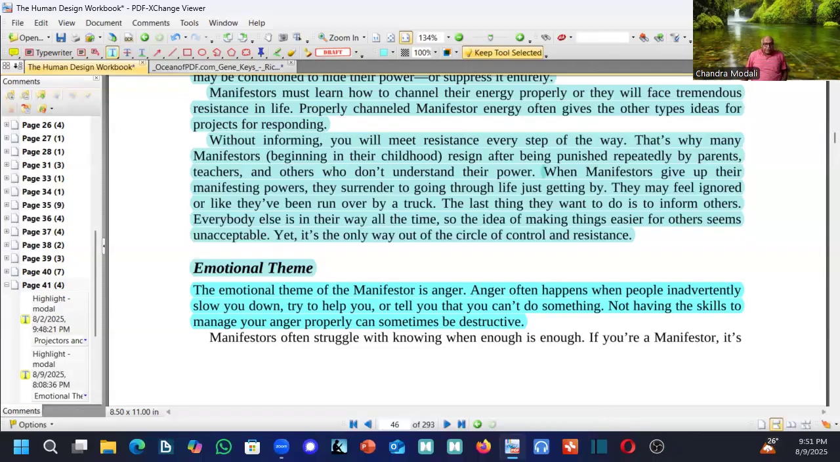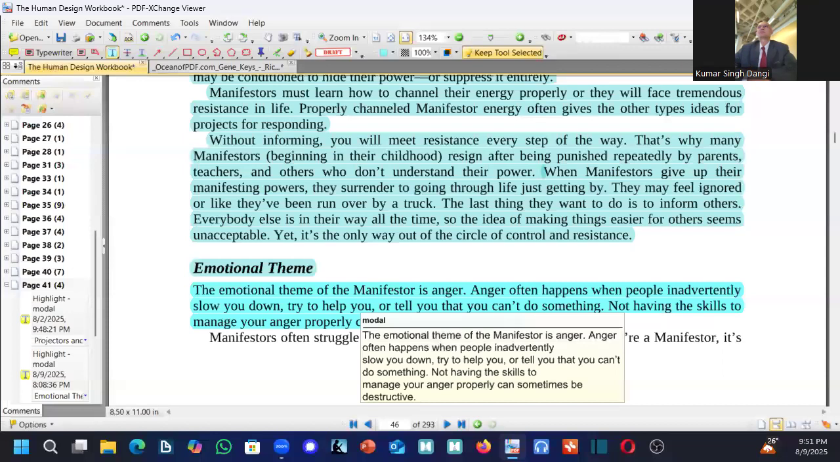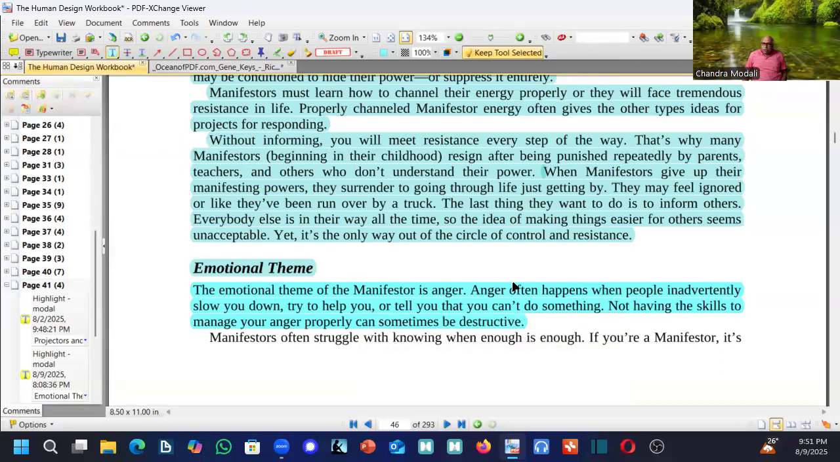The emotional theme of the manifestor is anger. Anger often happens when people inadvertently slow you down, try to help you, or tell you that you can't do something. Not having skills to manage your anger properly can sometimes be destructive. So, we need to understand the core. Manifestors often struggle with knowing when enough is enough.